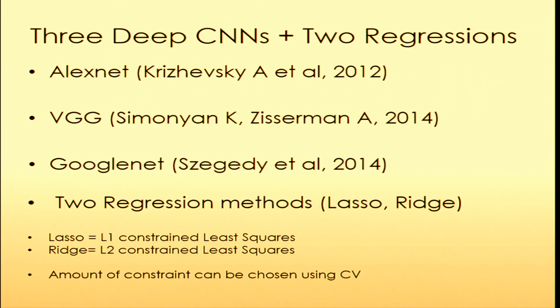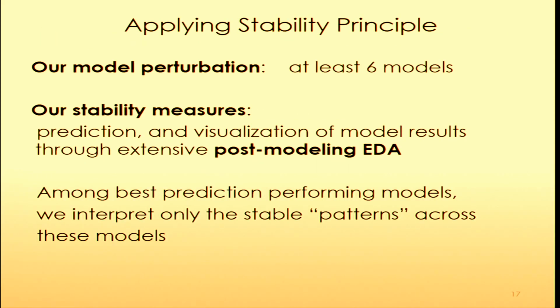And then you have at least three deep nets: AlexNet, VGG, and GoogleNet. They have different architectures and different numbers of weights. And you can use at least two regression methods. So now I want stability across these six models: three deep nets, two regression methods, at least six models, and they all give pretty similar prediction performance. My stability measures: one is prediction, which I'll show you. The other is human visualization of model results through exploratory data analysis. And we're only ready to interpret the patterns as signs that are stable across the different models.